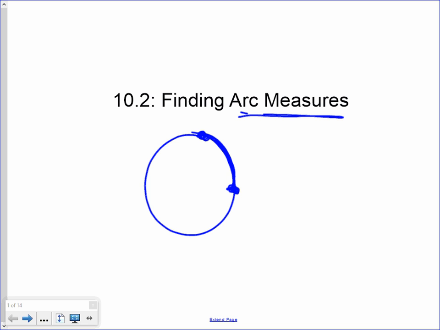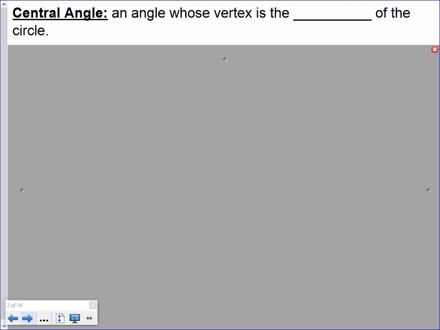Now, central angles. Let's talk about central angles really quick. Well, actually, I'll go back to that. It's like I'm missing something. Are you still recording? Yeah.